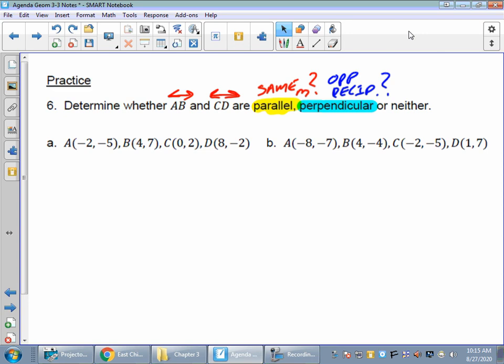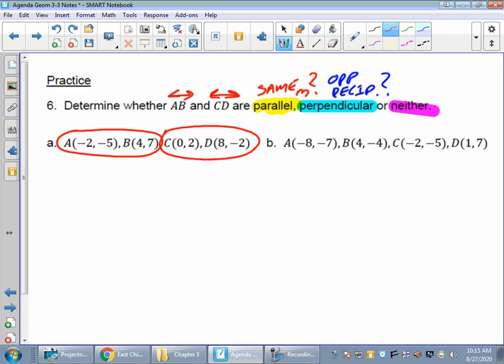Or neither is basically going to be neither of those cases. It's not the same, and it's not an opposite reciprocal. So that's how you're going to have to figure that out. So let's look at, we've got what, AB and CD. So AB, we're going to look at these two here, and then we're going to separate those and do two separate slope problems, because here's CD.